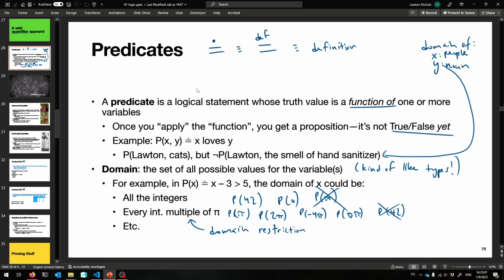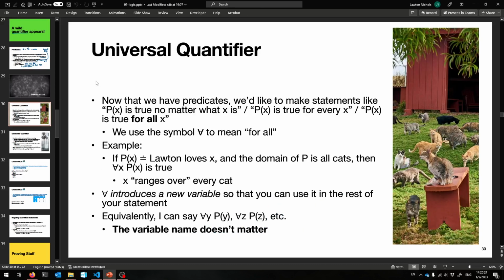We're learning about predicates, which are not yet propositions, but if you apply them to some variables in their domain, then it becomes a true or false statement. Like P of Lawton and cats becomes a true statement, right? Things like that. So let's use those in things called quantifiers.